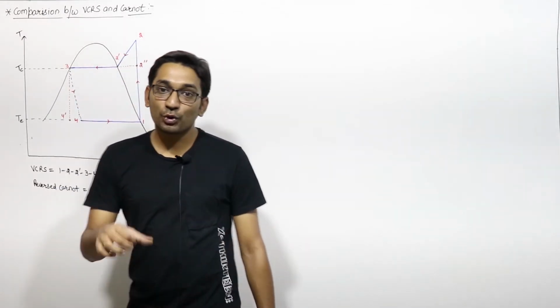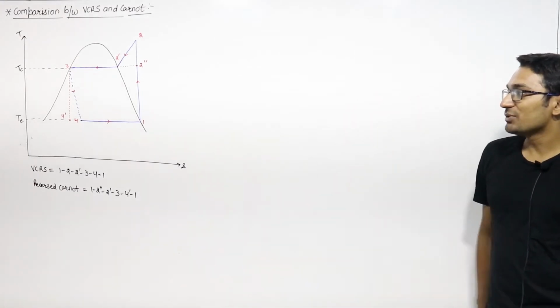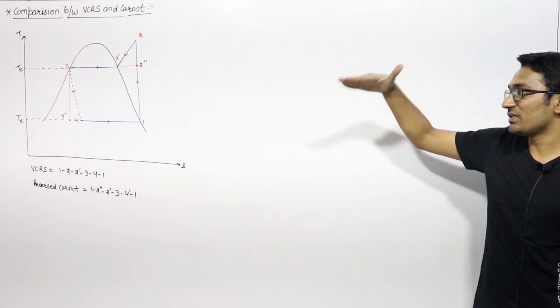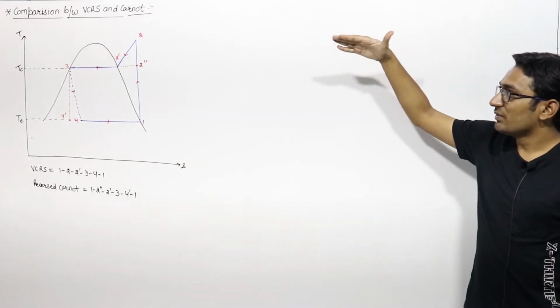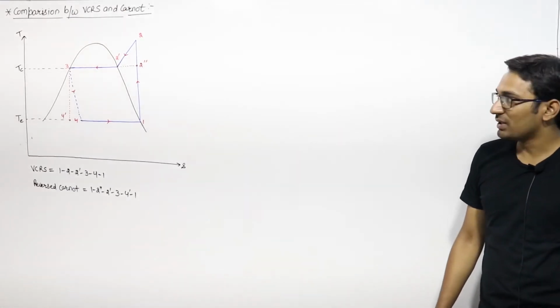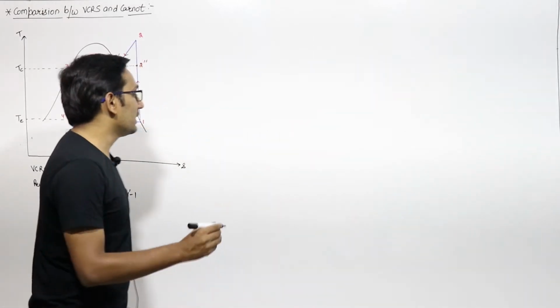Now we have to prove that the COP of the Carnot cycle working between the temperature limits TC and TE is more than the COP of the vapor compression refrigeration system. We have to prove this, right? Let us see how it will vary.